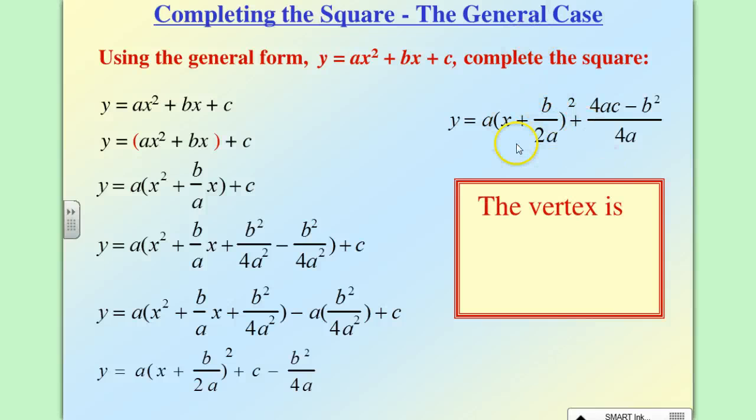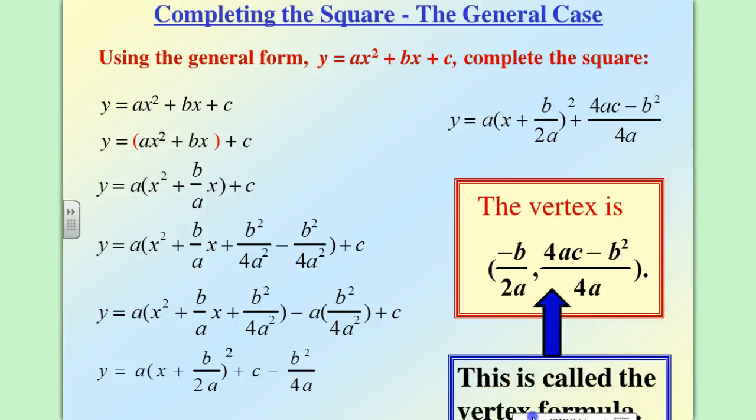What is the vertex of this? Notice the p-value. The p-value is -b over 2a. The q value, what has this thing been shifted upwards by? 4ac minus b² over 4a. So this formula is called the vertex formula. If you had something in general form, you could just plug in a, b, and c into this formula, and you would be able to find the vertex without completing the square. Kind of powerful, don't you think?